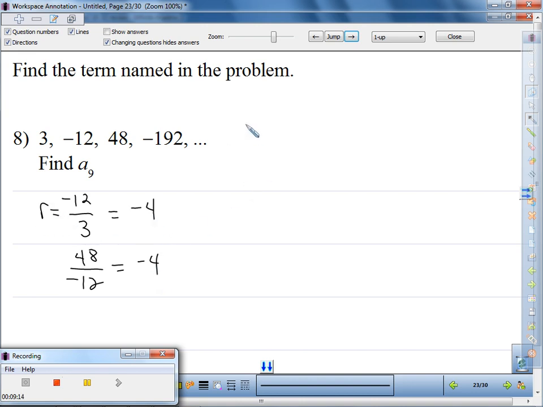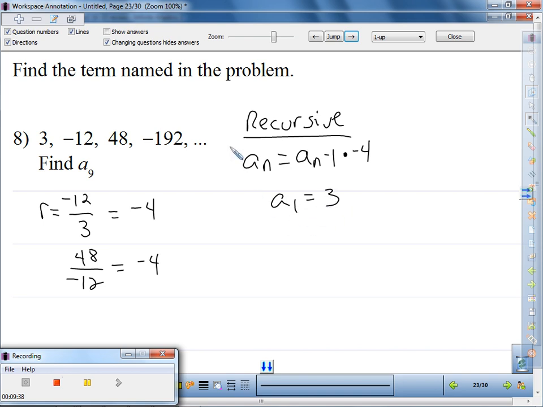Alright, so let's find the recursive formula first, and then we'll go find the explicit. So our recursive formula is going to be a sub n is equal to a sub n minus 1, and then times our common ratio, which is negative 4. So I'm going to say times negative 4, and our first term is 3. Okay, so that's our recursive formula.